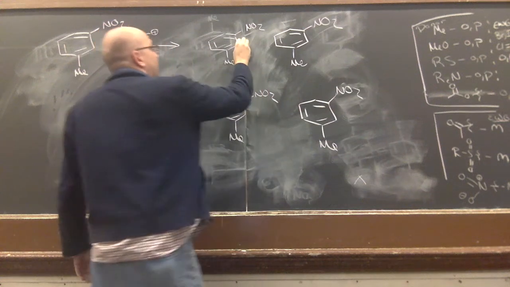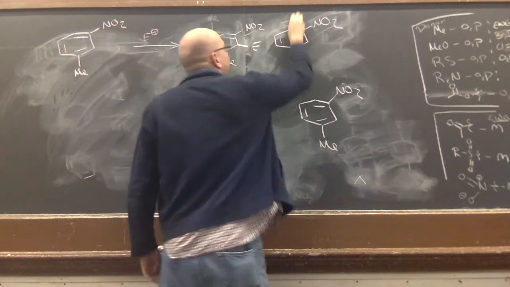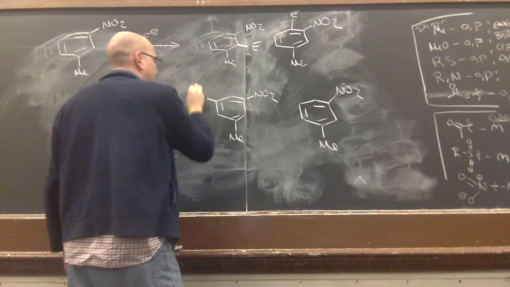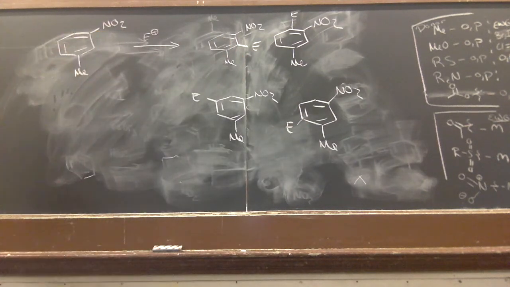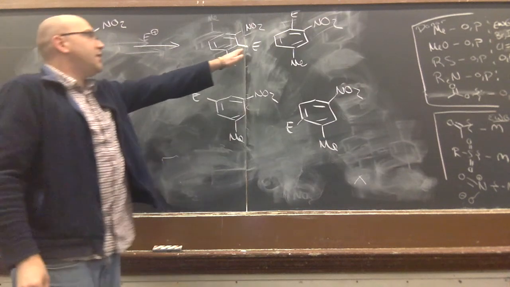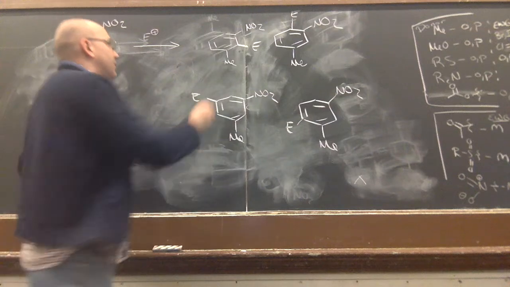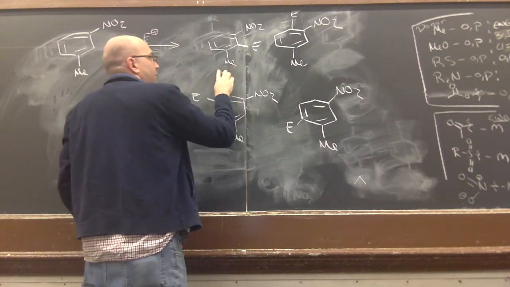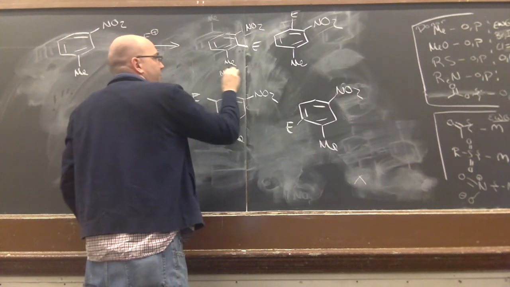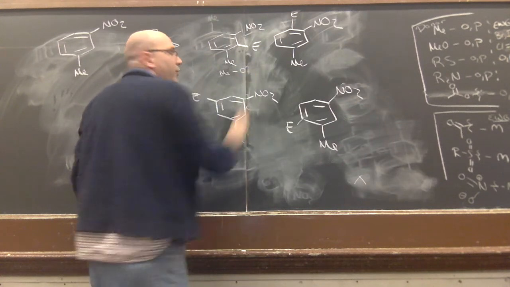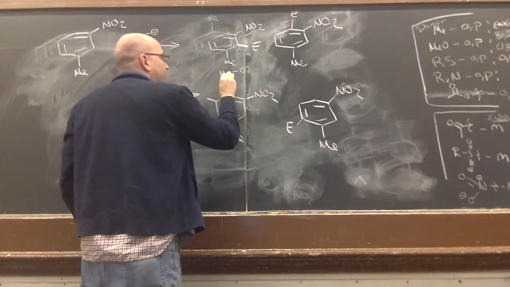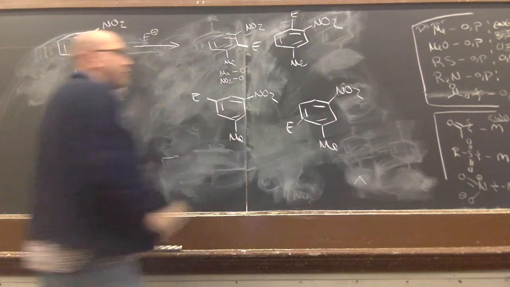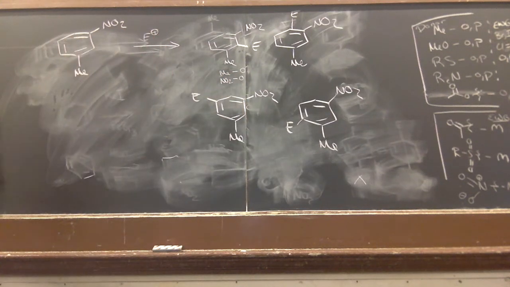Okay, so if the electrophile can end up here, I'm just going to sort of go around. Right? So here we have a position that is, in terms of the methyl group, going to be ortho to that one, right? And in terms of the nitro group, it's also going to be ortho, okay?